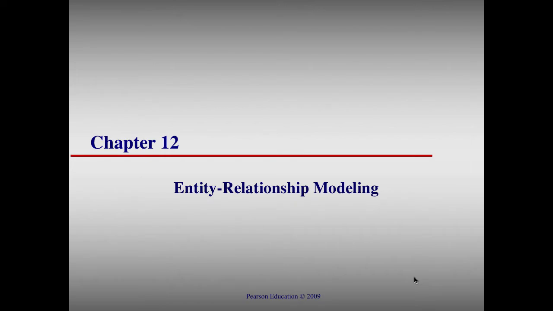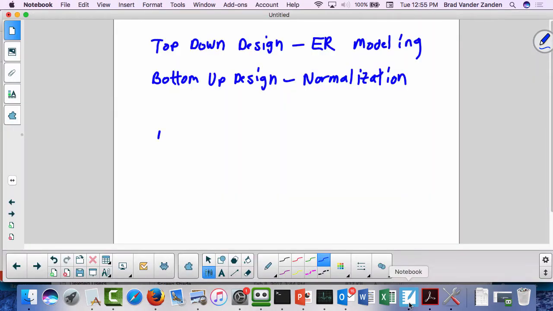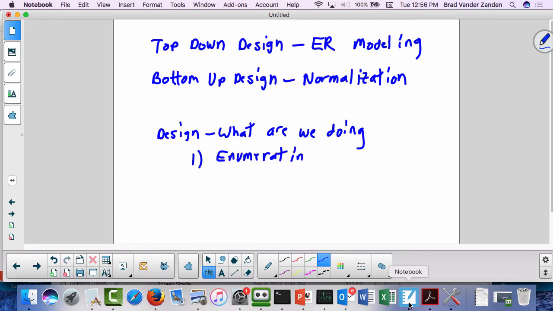So I guess another thing I should say about design. So with design, what we're trying to do, what are we doing? One, we're enumerating the relations. Two, we're apportioning or assigning, I'll say assigning, attributes to relations.